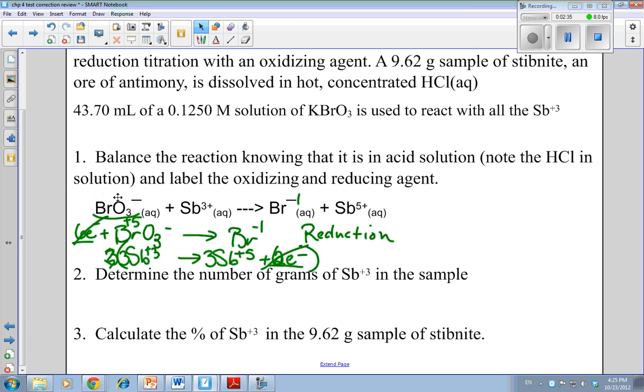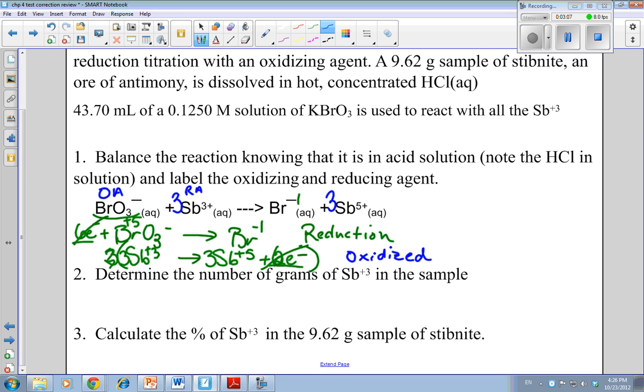One step before I do that, we can notice that the Sb is oxidized because it lost electrons. Remember OIL: oxidation is loss. So the Sb+3 is oxidized, and therefore that makes it the reducing agent. BrO3 -1 is the oxidizing agent. So when I put these back in, I have 3 for the Sb+3 and 3 for the Sb+5.